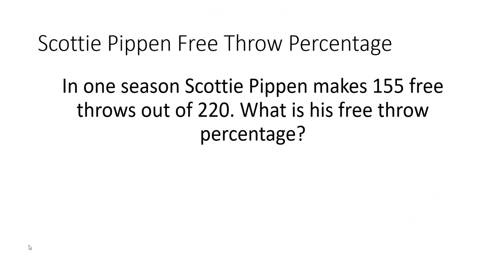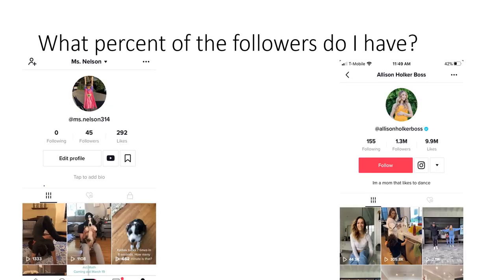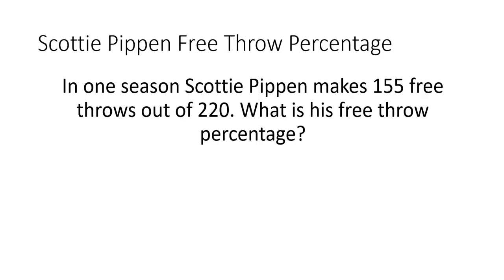Okay, so you just heard that Scottie Pippen had come in shooting 78% from the foul line. And the reason why I showed you this clip is because Scottie Pippen is my husband's all-time favorite basketball player. He played for the Portland Trail Blazers, which is his favorite team. And so he loves Scottie Pippen. So we are going to figure out, even though that clip was not the best and he had an air ball, we want to know what was his free throw percentage at a different part in the season when he made 155 free throws out of 220.